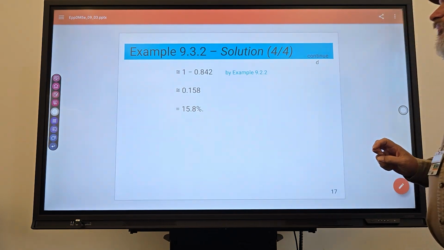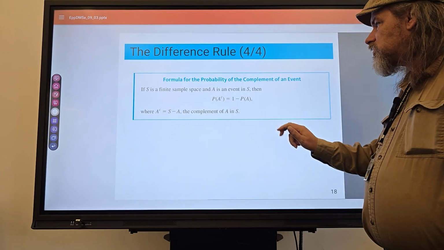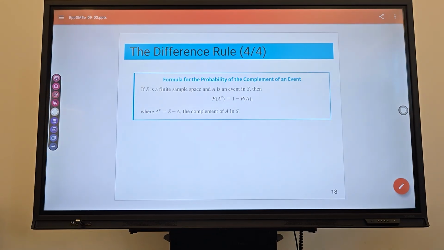So 1 minus 0.842 from example 9.2.2, you get 0.158, or 15.8% likelihood. Formula for the probability of the complement of an event: if S is a finite sample space and A is an event in S, then the probability of the complement of A is 1 minus the probability of A, where A complement is S minus A.